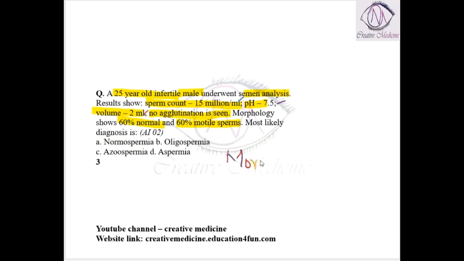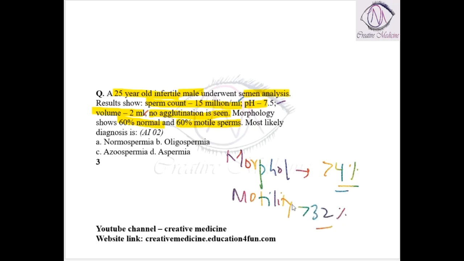See, normal morphology of the sperms should be more than 4%, whereas motility should be more than 32%, meaning that many sperms should be motile. So obviously it is normospermia, because 60% of sperms are normal and 60% of sperms are motile.